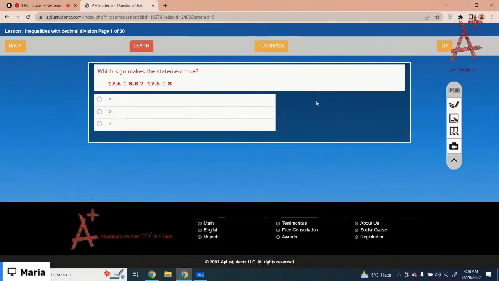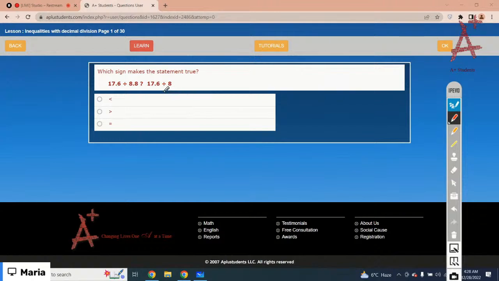Okay, now you have to solve both of the sides. Got it? Let's start with this one. Both of the numbers have one decimal place. Got it? So you can divide both without the decimal. When you move decimal point, it would be 176 and 88. So I'm going to use the calculator. I have to divide 176 divided by 88. It would be 0.19.